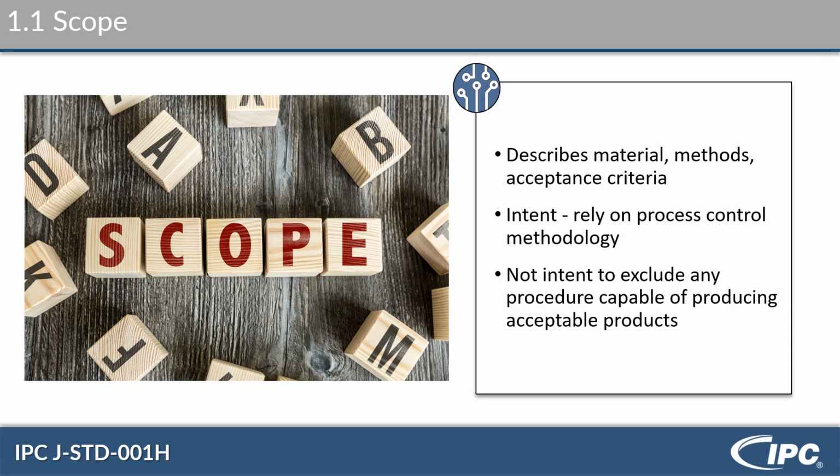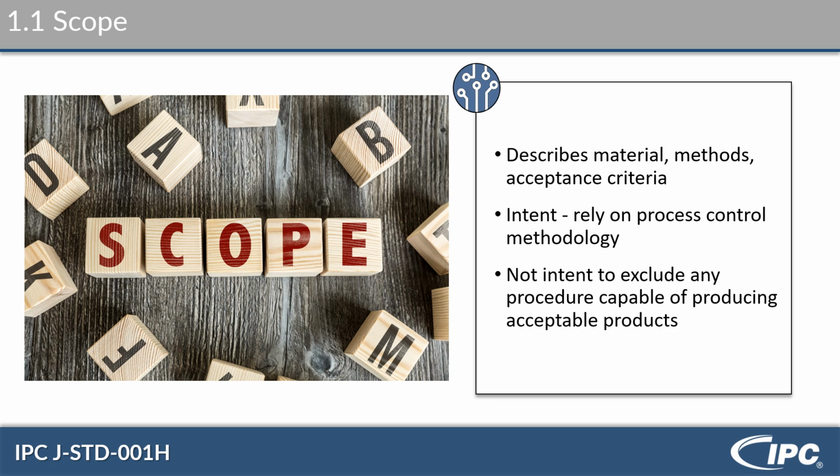So the scope, right up here where it says 1.1, that means that it is in your PDF or in your book. It is section 1, clause 1, so 1.1 scope. This standard describes materials, methods, and acceptance criteria for producing soldered electrical and electronic assemblies.